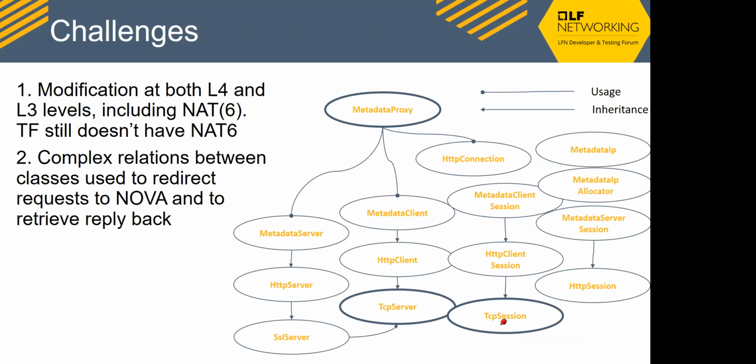Implementation of this feature required changing several layers of Tungsten Fabric. So major changes were in L4 and L3, but there was a small change in L2 in the vRouter. We will discuss it later.